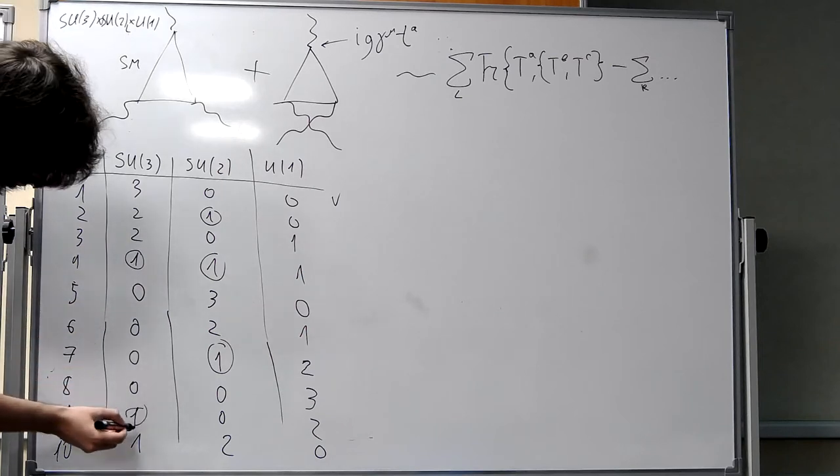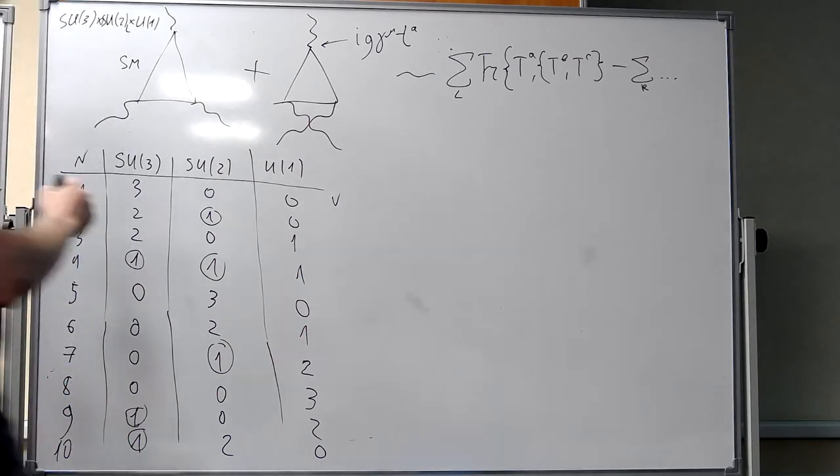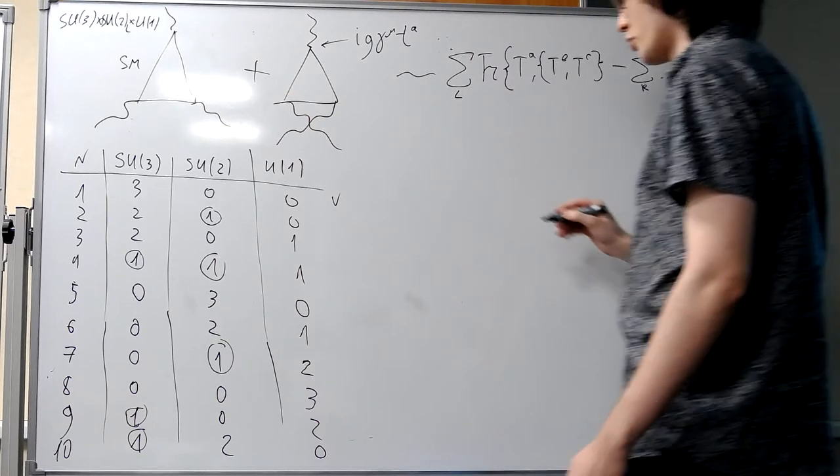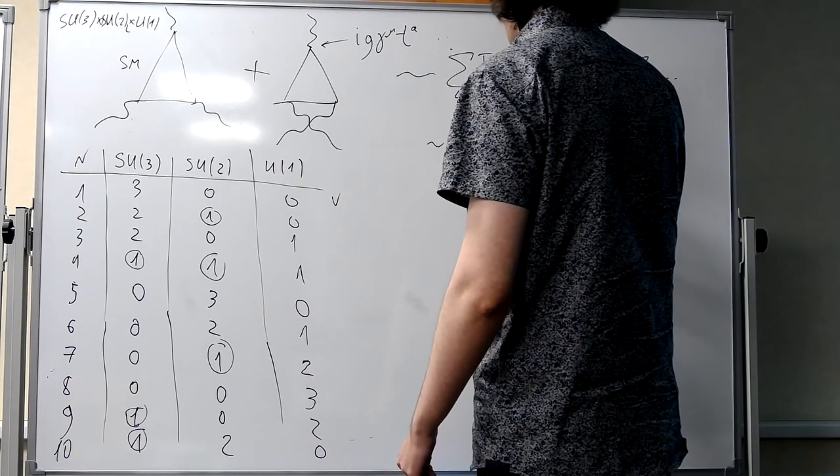If we have SU(3), it means that only quarks can be in this triangle. So it's left and right quarks.